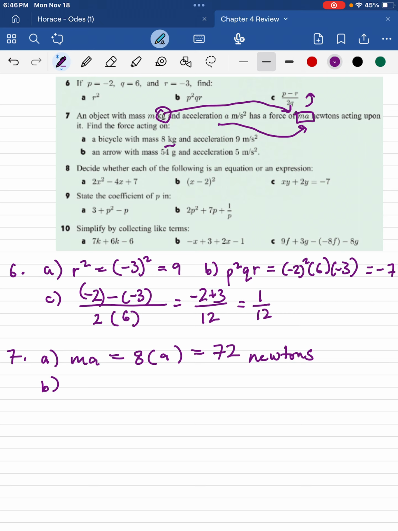For part B, I just got to notice that the kilograms are instead grams. So whatever 54 is, I got to divide by 1,000 first. So 54 divided by 1,000 times 5 acceleration. That's going to be something like 0.270, I believe. Give me 1 second. Yep, 0.27 newtons.